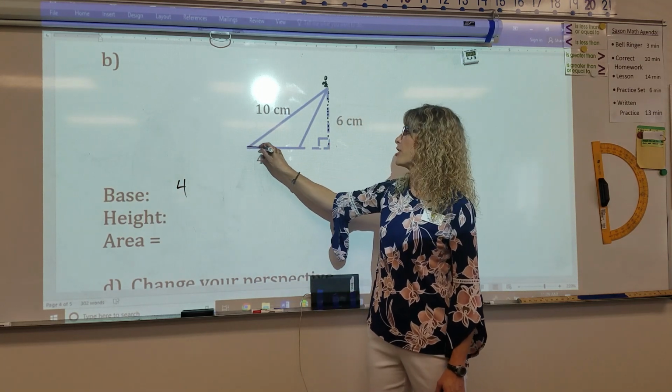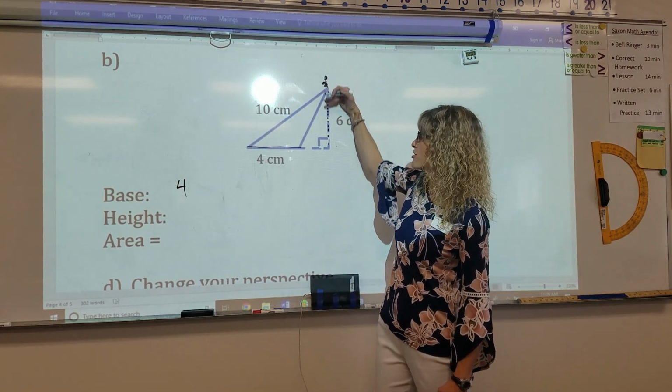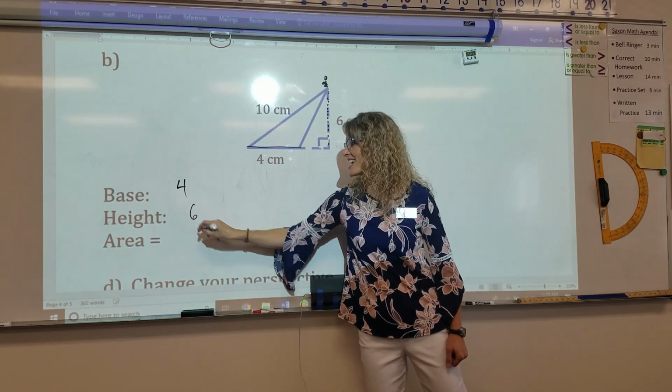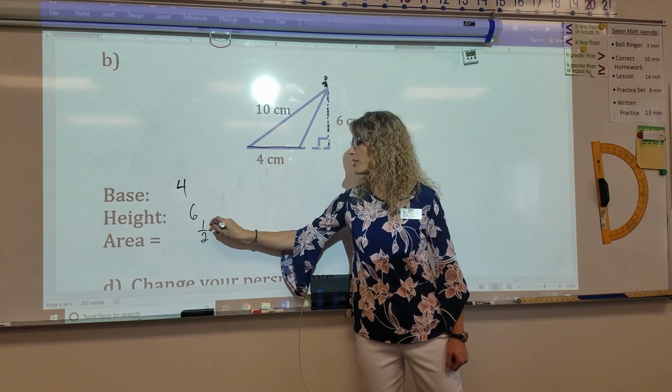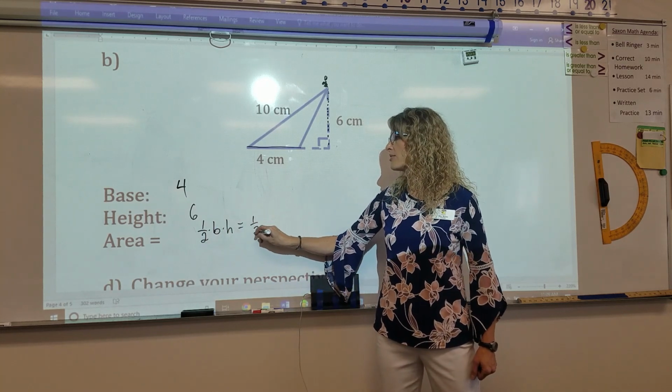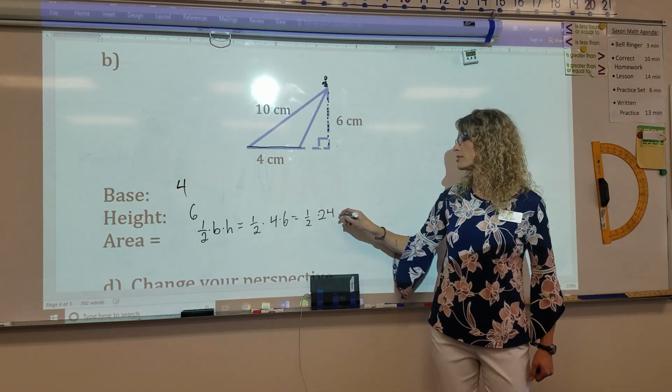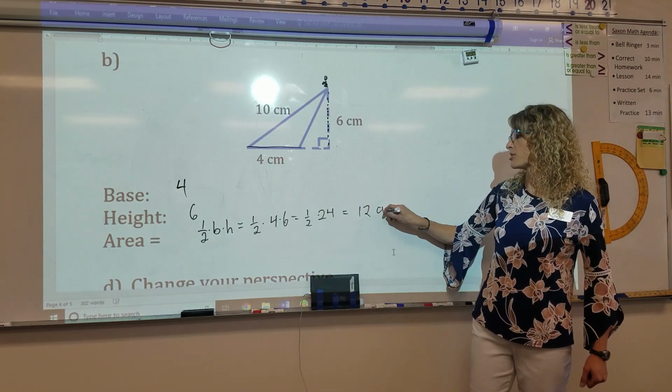Okay. So if it helps you, that's the ground. Here's your person dropping a rock down to the ground. Your height is, get ready? 6. And so my area is 1/2 base times height, or 1/2 4 times 6. 1/2 of 24, which is 12 centimeters squared.